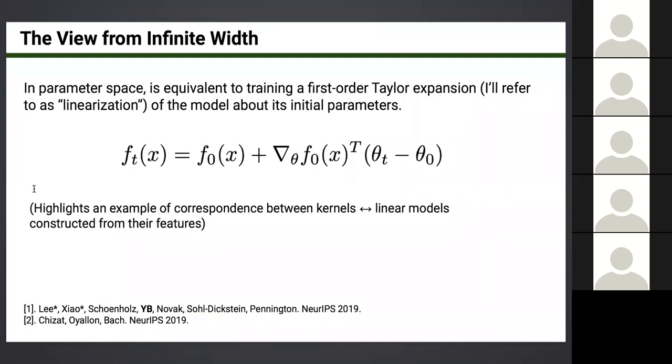So if you just take this model, Taylor expand it, drop the t variable, and just define a model like this, and then train that, you will find that in the infinite width limit, they should agree. And in general, there is a correspondence, a back and forth. In machine learning it's called the kernel trick, between kernels and linear models that are constructed from their features.